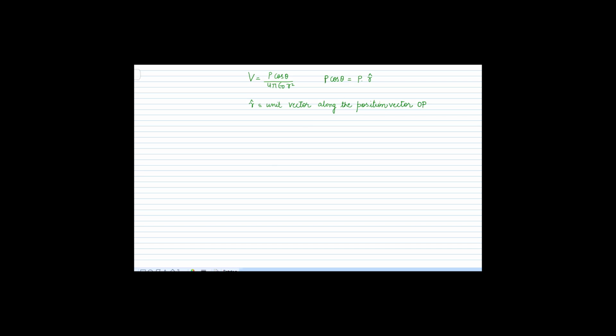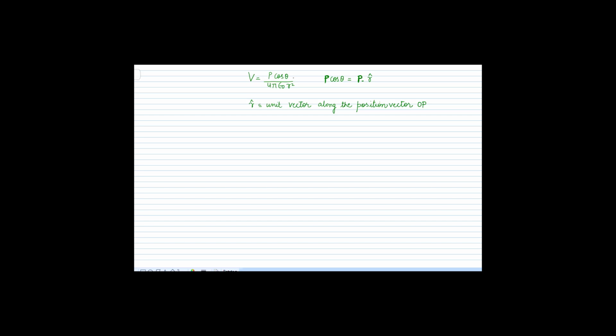So this is a capital P, because capital P denotes the dipole moment of any dipole. So we can write it down as a scalar product between this dipole moment. Here is the dot which shows the scalar product. So there is a scalar product between this P and r cap, where r cap is a unit vector along the position vector OP. From point O to P, the distance is r. So along that distance r cap is a unit vector.